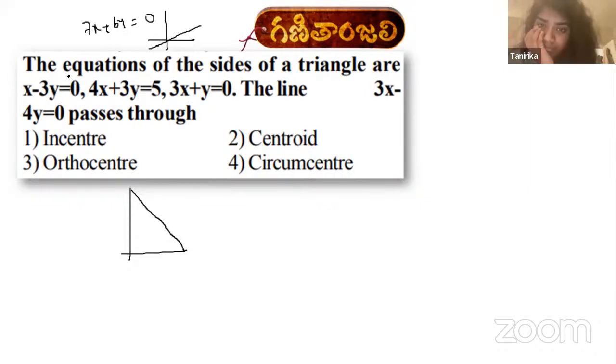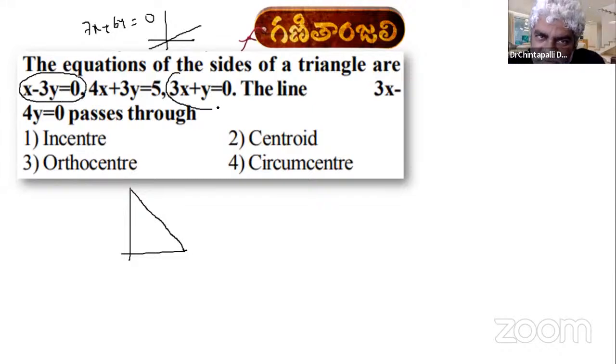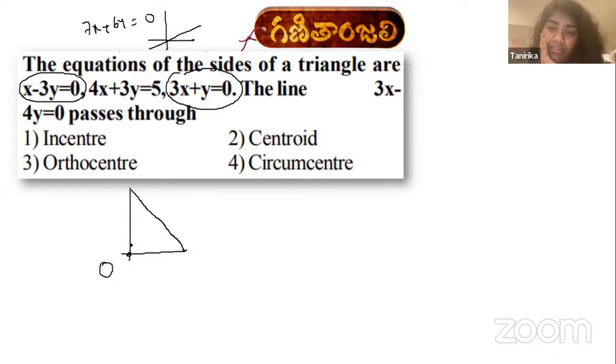So what is to be understood from these two equations? These two equations are perpendicular. Moreover, these two equations are passing through the origin. So clearly, it is at the center. Why is it at the center? Because the vertex angle is 90. Very good. It is at the center, right?